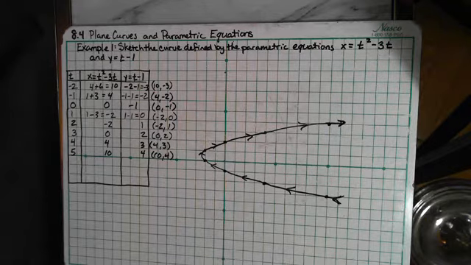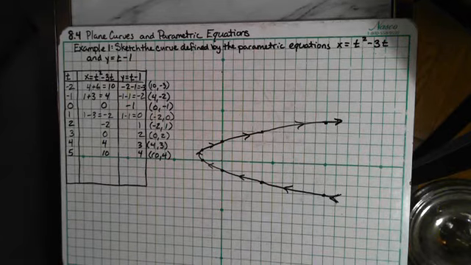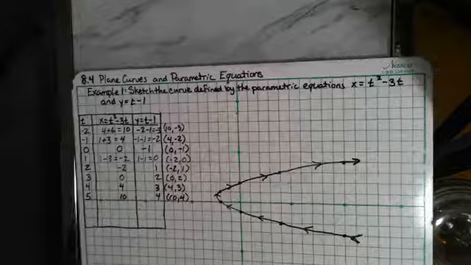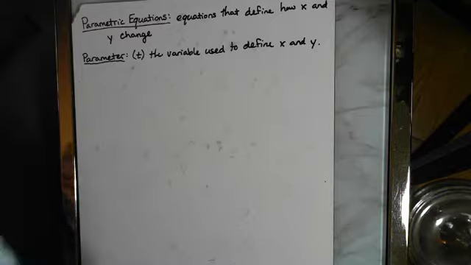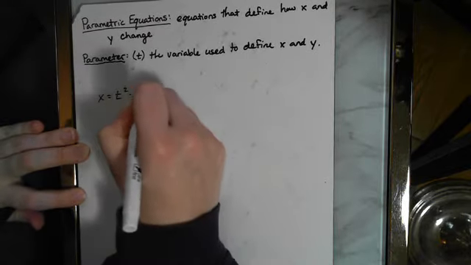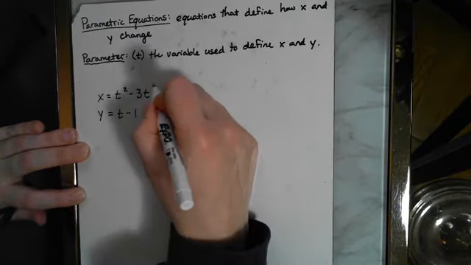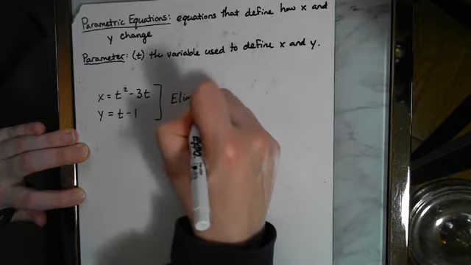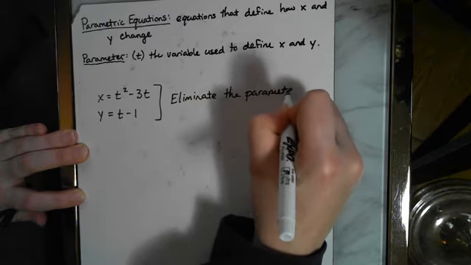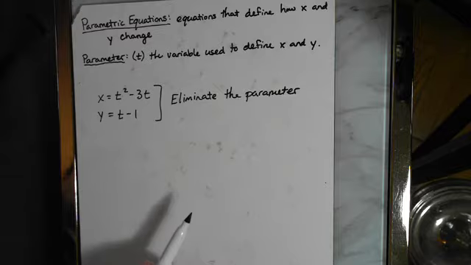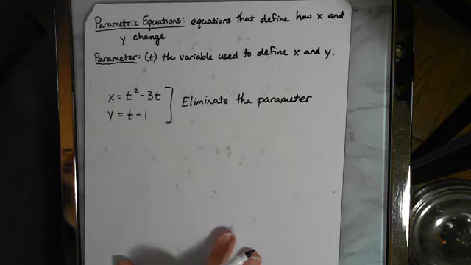Now, what if you want to change this parametric equation back into a normal equation? Well, we can do that, and that's the next thing we're going to do. So I'm going to copy down those two equations I have. x equals t squared minus 3t, and I have y equals t minus 1. And we've been asked to eliminate the parameter. And what that means is write this just in terms of x and y so that there's no longer a t in your equations.